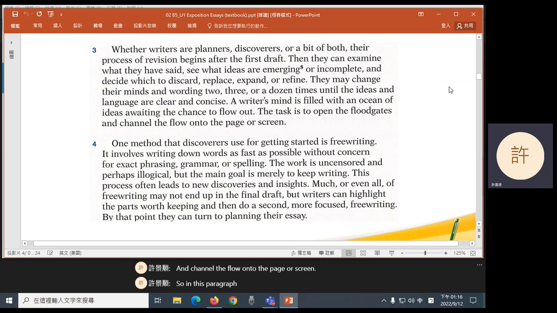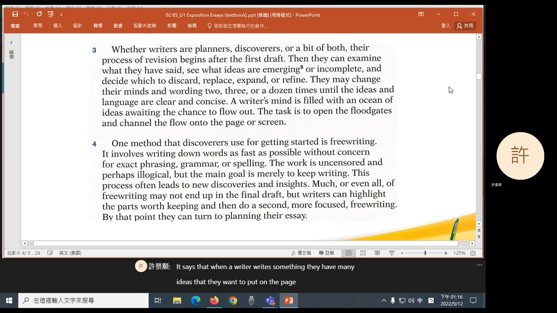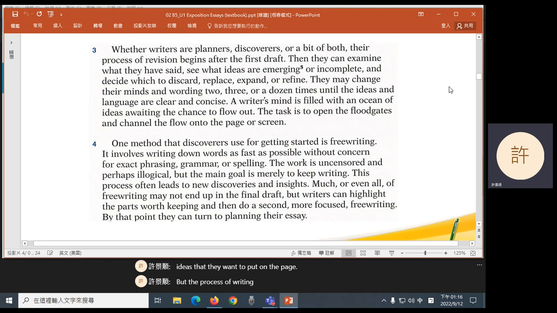So in this paragraph, it first gives us the concrete process, right? You write a first draft, take a look, choose how to continue. And the last two sentences give you a general picture of what is going on inside the mind of a writer. It says that when a writer writes something, they have many ideas that they want to put on the page. But the process of writing is to decide how to put those ideas on the page. So as we were just talking about, what kind of order a writer should follow, what should be part of the essay, what should not be part of the essay. That's what the writer is thinking about when they continue to revise draft after draft after draft.